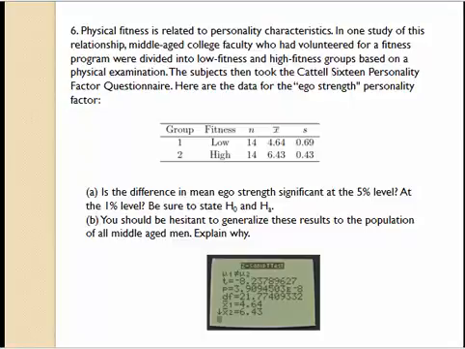Okay, so it's going to be a two-sample t-test. We have our two groups, the low and the high fitness levels. So you hit stat, go over to test, choose two-sample t-test. This time choose that you have the stats, enter them in.